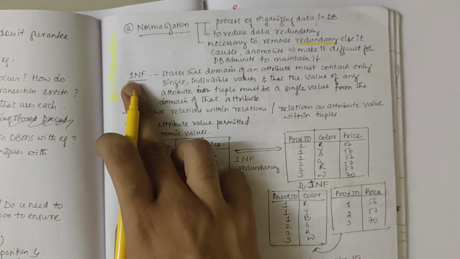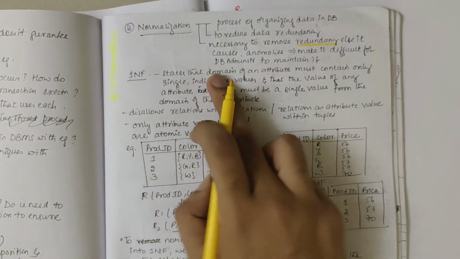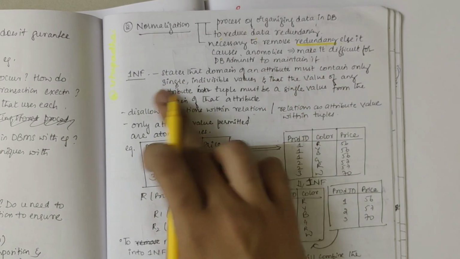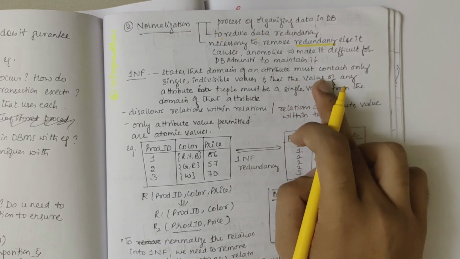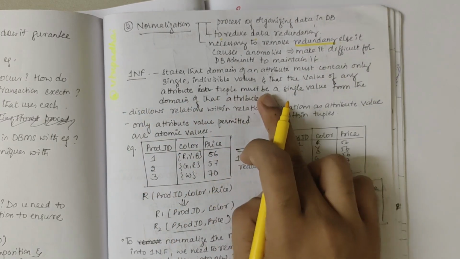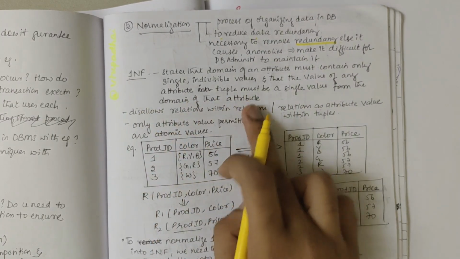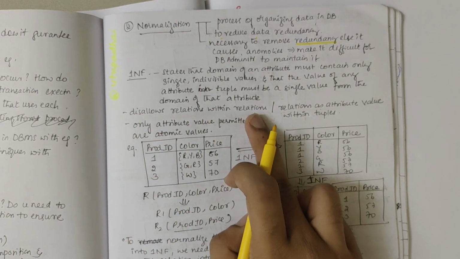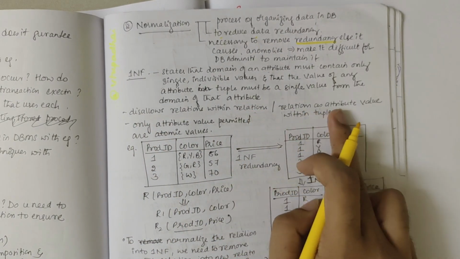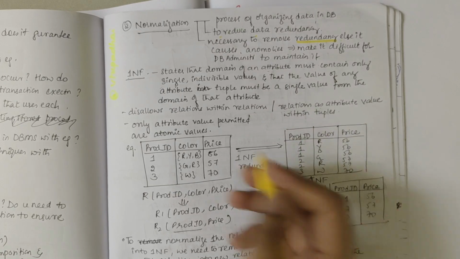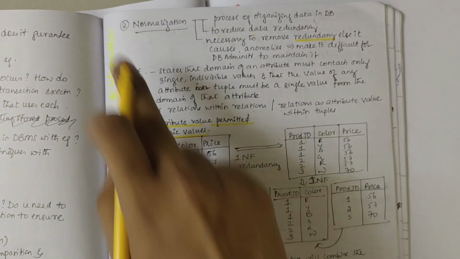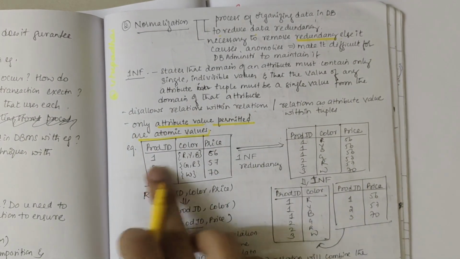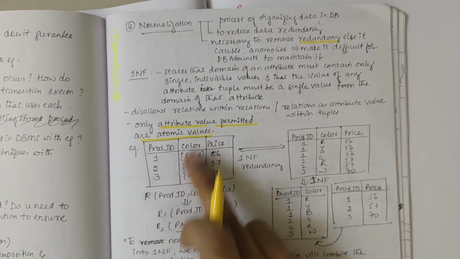1NF stands for first normal form. It states that the domain of an attribute must contain only single indivisible values, and the value of any attribute in a tuple must be a single value from the domain of that attribute. So it disallows relations within relations, or relations as attribute values within relations. Only atomic attribute values must be permitted. For 1NF, you should remember that it means atomic. So consider this example: product ID, color and price.